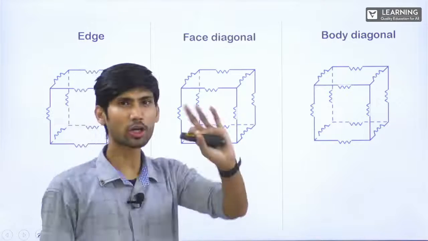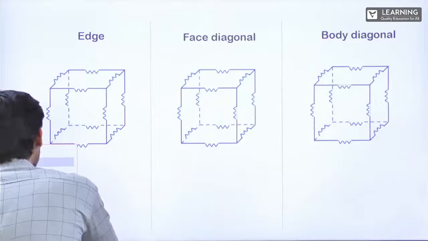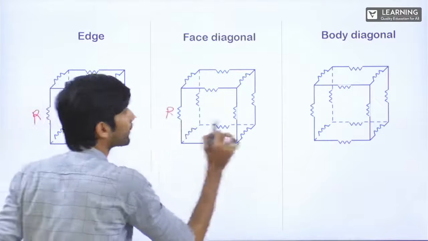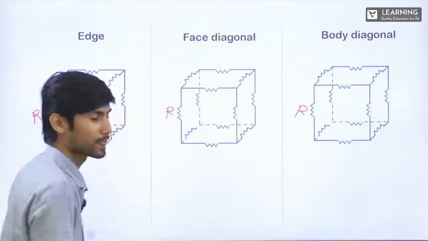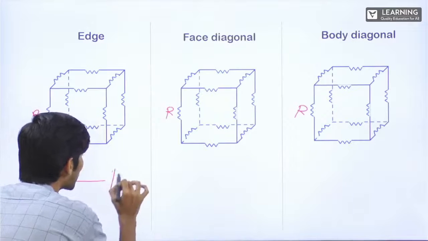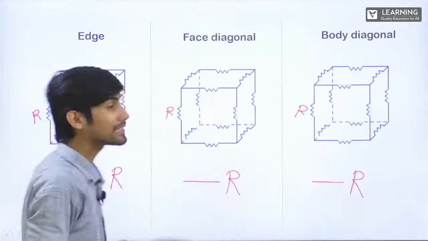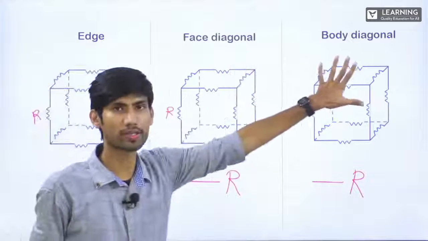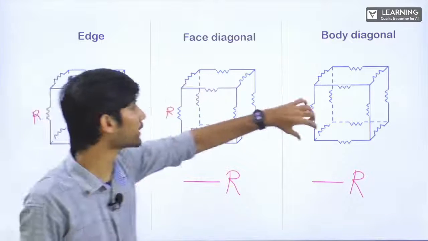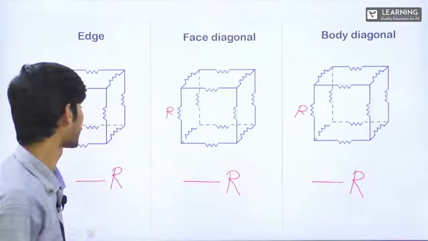Okay, there is one short trick to remember all the 3. The short trick is, all the 3 we have discussed. Let's note the short trick. Here all the resistance are R. Okay, all the resistance are R. So if all the resistance are R, what you have to do is, first you have to write like this. Now first edge is there, then face is there, then body is there. Okay, first the smallest distance, then a bit bigger distance, then body diagonal is the longest distance, right? So that way you can remember.